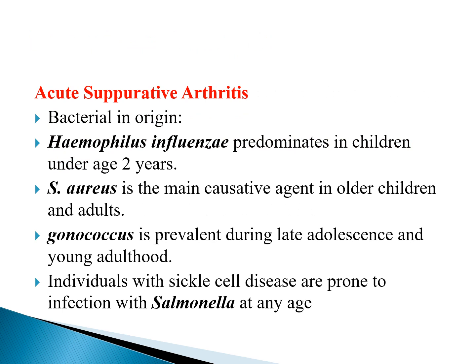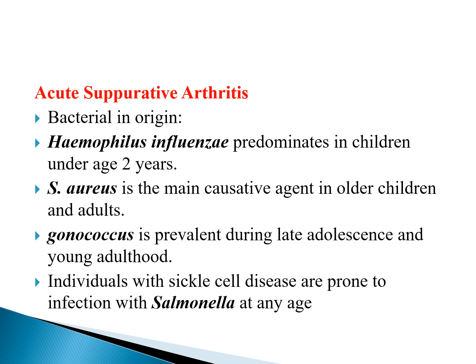Acute suppurative arthritis is an infectious arthritis that is bacterial in origin. Anything that is suppurative usually involves formation of pus and is bacterial. The causes of bacterial septic arthritis differ according to the age group of the patient. In children under the age of 2 years, Haemophilus influenzae bacteria predominates. In older children and adults, Staphylococcus aureus is the main causative agent. In late adolescence and young adulthood, gonococcus also may play a role.